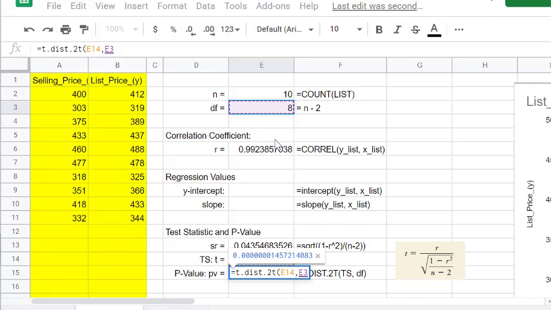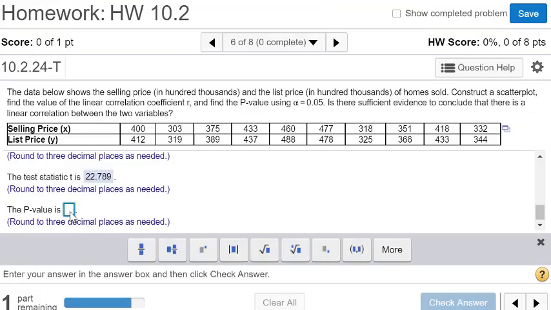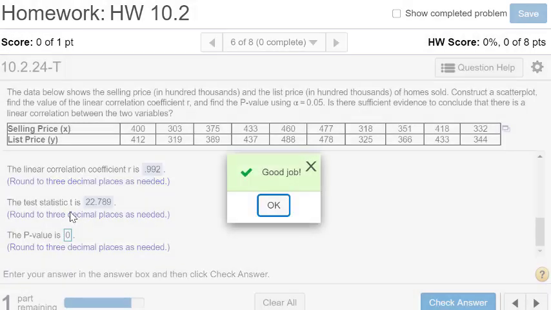Because 22 is such a large number, this is going to be a really small number, so we get 0.000, bunch of zeros. If you were to punch this in your calculator, you're going to get 1.457 times e to the -8 or -9 power or something like that. But for our purposes, we can just type 0 in because it's really small.